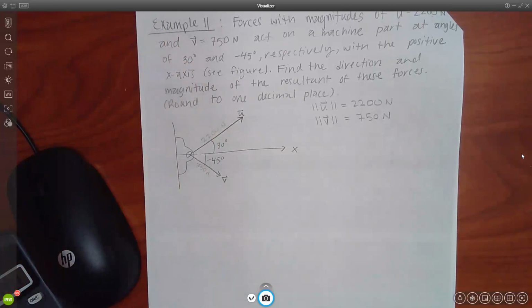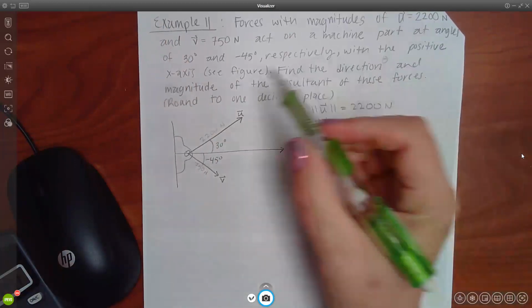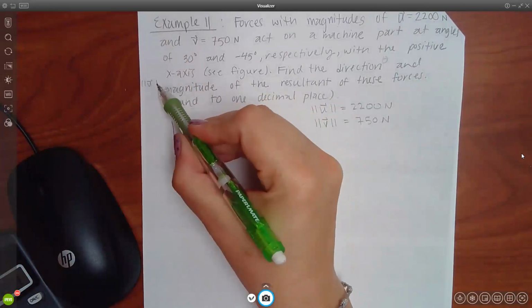But the figure can still help us figure out what's going on. It wants us to find the direction and the magnitude of the resultant forces. So if I want to know the direction and the magnitude, that means I need to know the theta and the magnitude of U plus V.